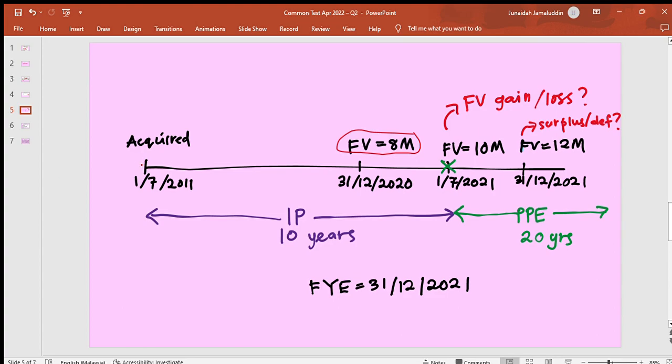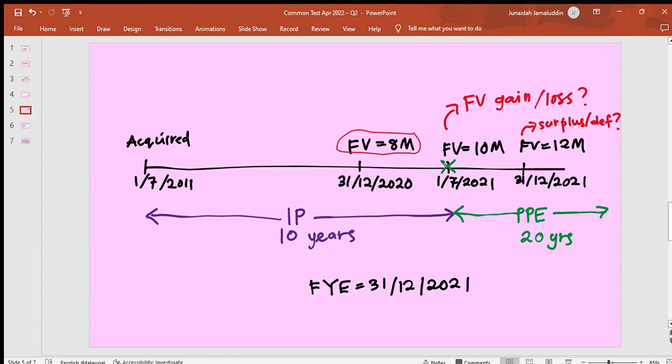So from 1st July 2011 until 1st July 2021, the building was used as investment property. But on 1st July 2021, it was changed into owner-occupied property or PPE, and the fair value is also given on 1st July 2021, that is 10 million. Since this is the last date of the investment property, ini kita kata macam hari terakhir lah, kan? This is the last date the property was an investment property.